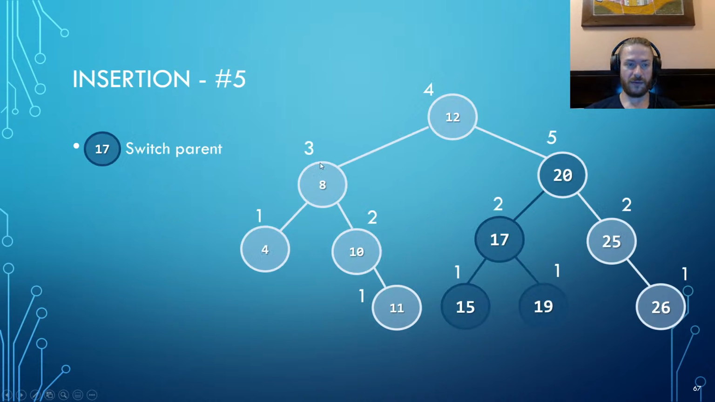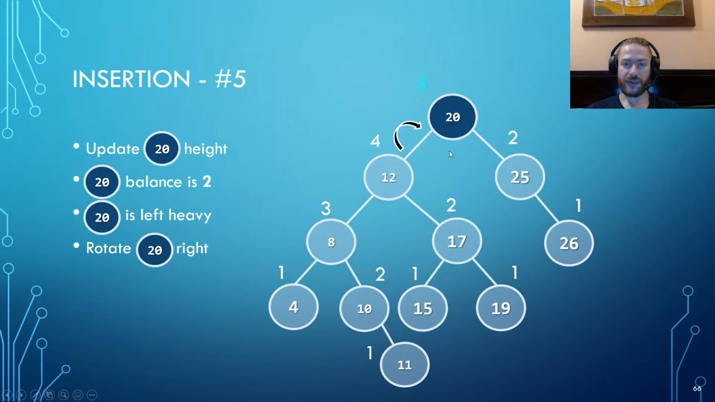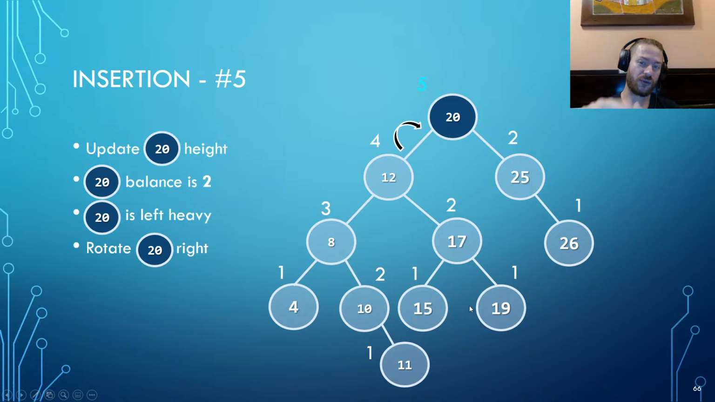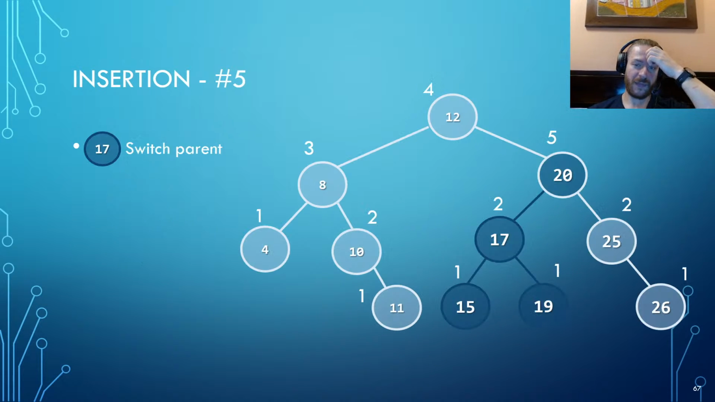So here it is. The rotation means move 12 up. So move 12 up. 20 needs to go down here, and we need to break this connection and change it like this, just like we did in the right rotation 5 minutes ago. And the solution is right here.